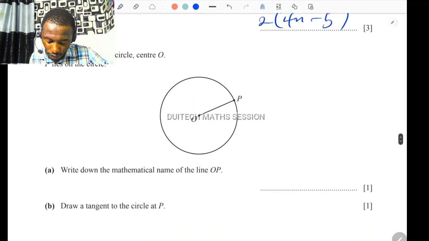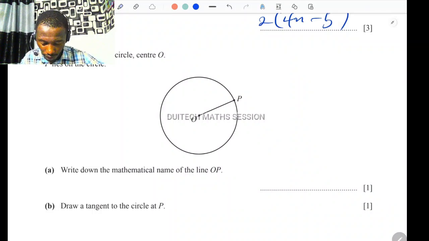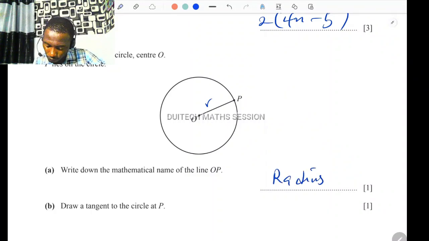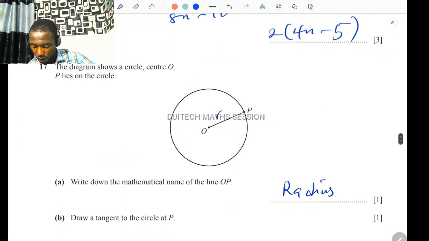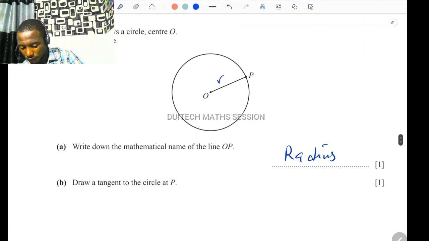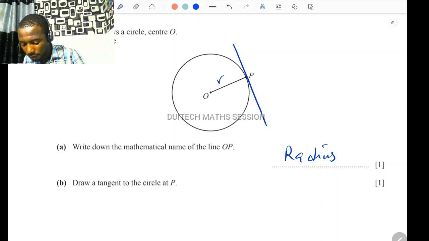First diagram. The diagram shows a circle, center O, and P lies on the circle. Write down the mathematical term for OP. OP is the radius, R, right? Radius, because the radius is any line from the center of the circle to the circumference. Then draw a tangent line. So we're going to draw a tangent line, and that's all they want us to do there. The tangent line is the line that touches the circumference.